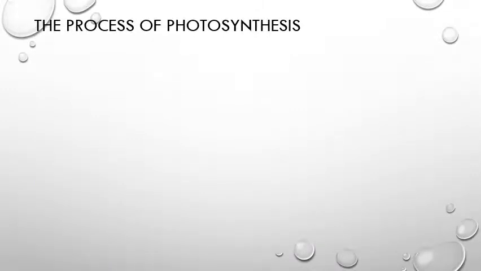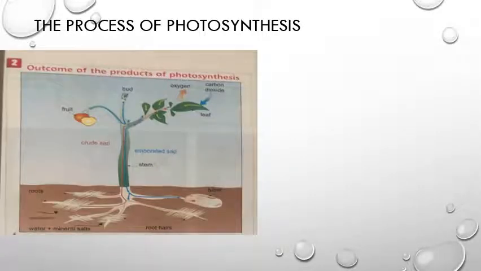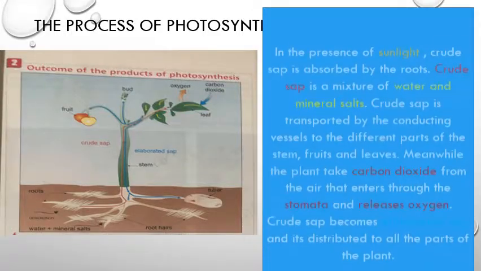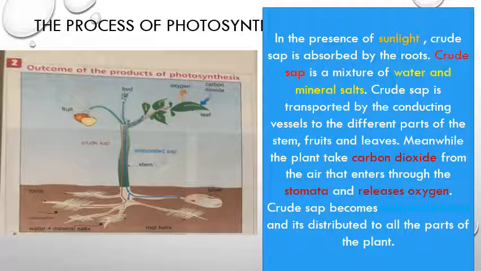Now let's review together the process of photosynthesis before answering the question. So I want you now to observe this image and tell me how photosynthesis happens. Think, then answer. Excellent, my grade 7. So, first, in the presence of sunlight, crude sap, which is a mixture of water and mineral salts, as we said earlier, is absorbed by the roots through the root hairs.